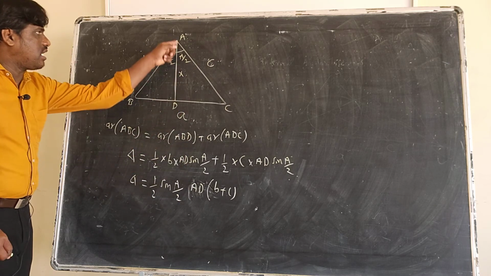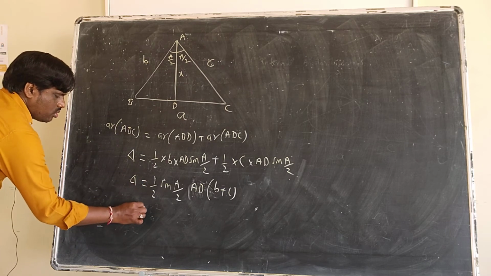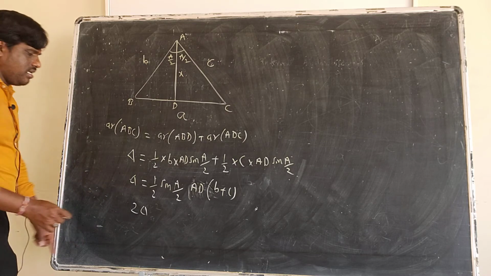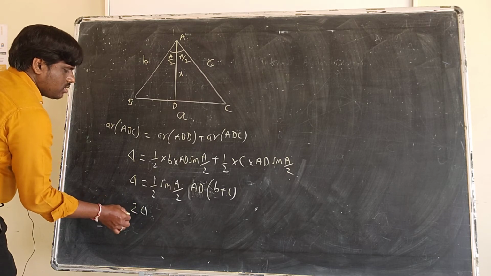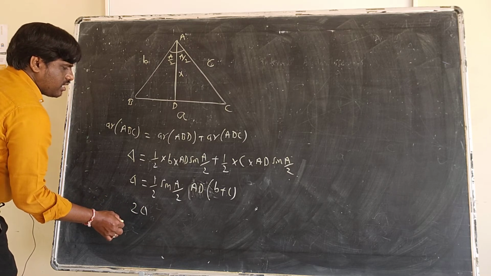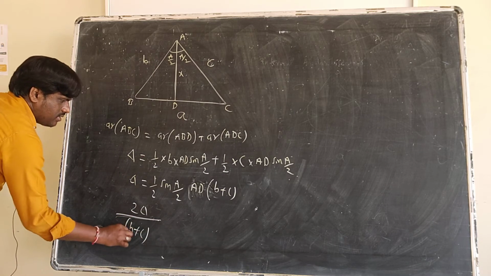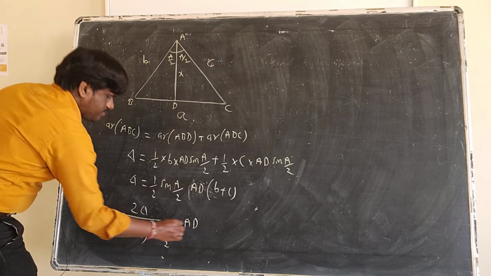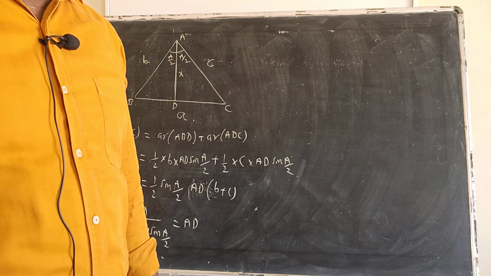So the angular bisector length AD is equal to 2 bc cos A by 2 divided by b plus c. That is only the proof, and proofs are not mandatory. Now let's go for the next one.